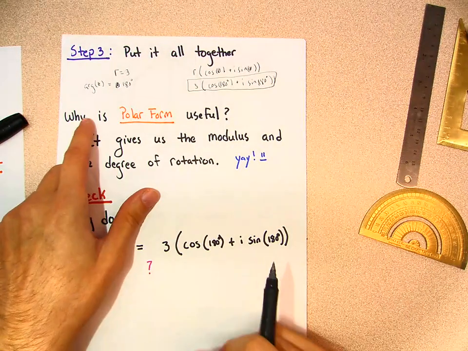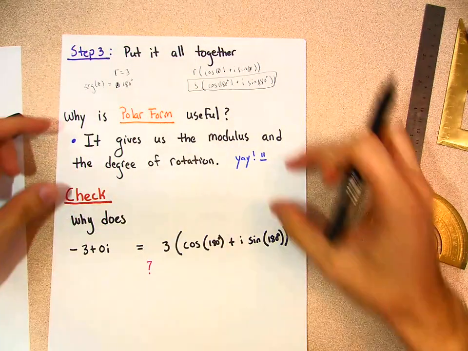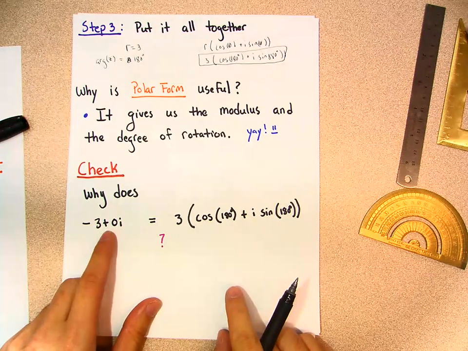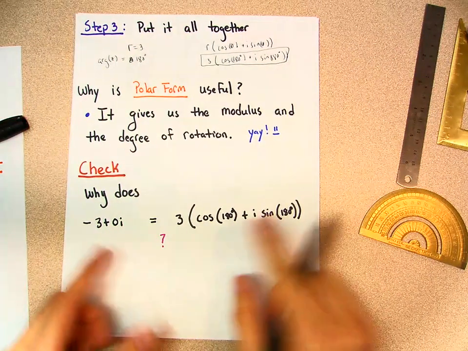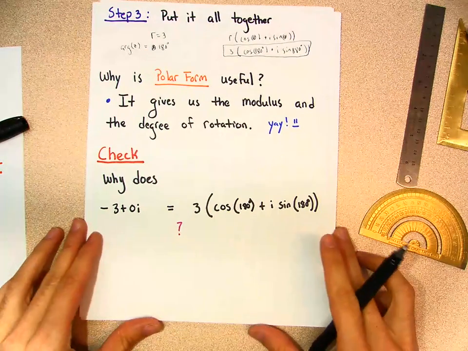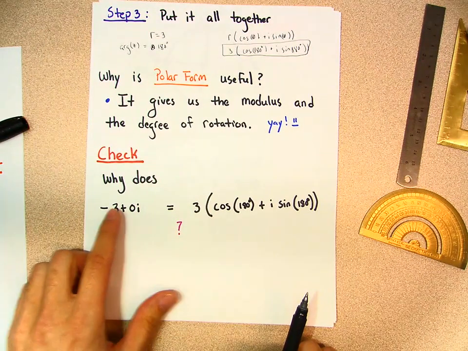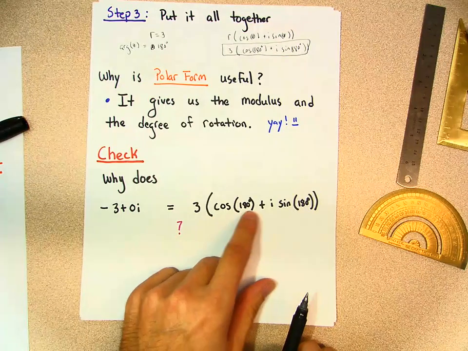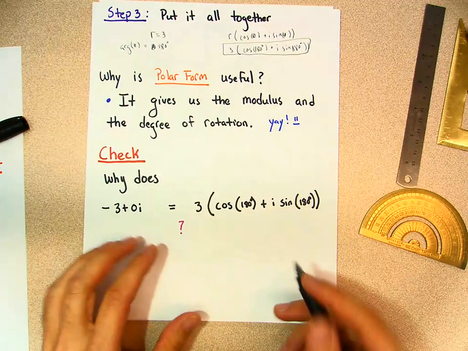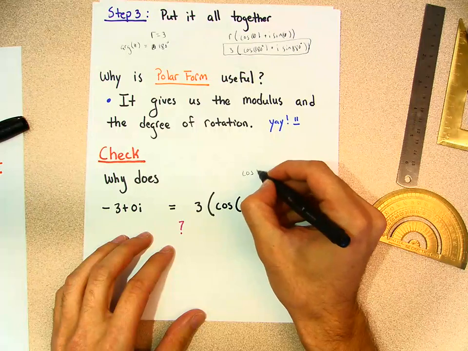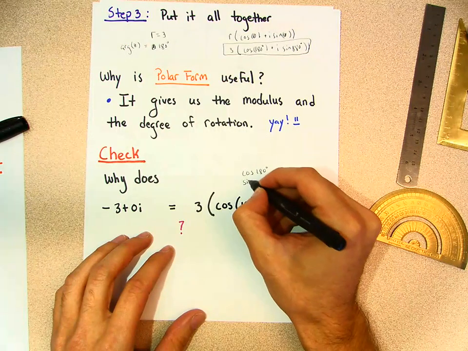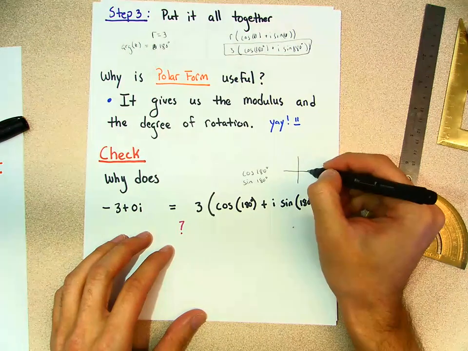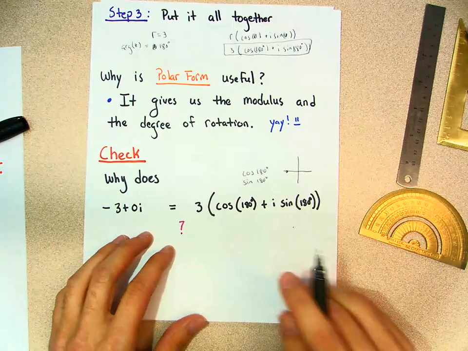So here, why is polar form useful? We'll get to it in a second. But why does this equal this, and why is it helpful? So here we had this originally. Now it says 3 times cosine of 180 degrees plus i sine of 180 degrees. If I say, hey, what's cosine of 180 degrees? What's sine of 180 degrees? Okay, well, what's this point over here?